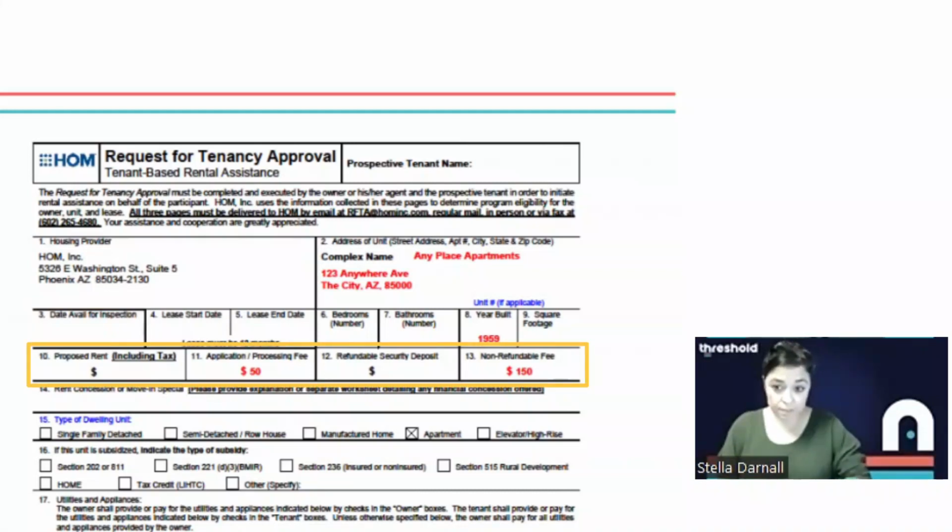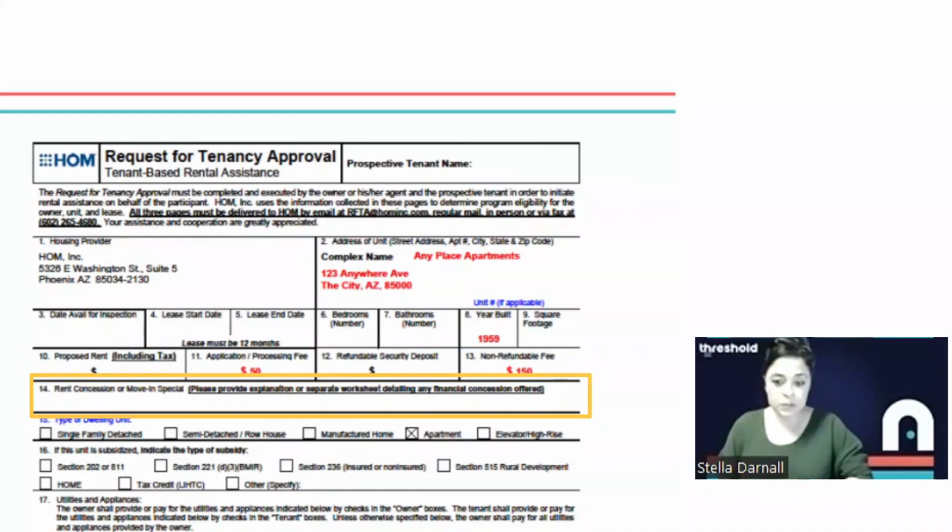10 to 13 is the proposed rent, the application fee, the refundable security deposit, and non-refundable fee. On these pages, you're going to want to make sure that the fees, the refundable, application, and non-refundable, are the same thing that you would charge a market tenant. So for example, if your application fee normally is $150, we would just ask that you provide us some sort of documentation confirming that it is indeed that much, and we will go ahead and pay that for you.